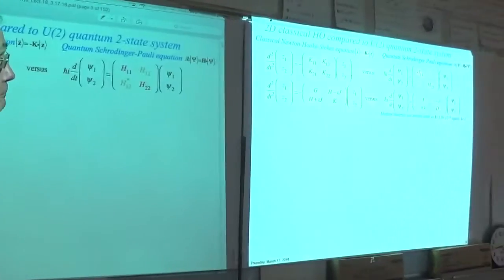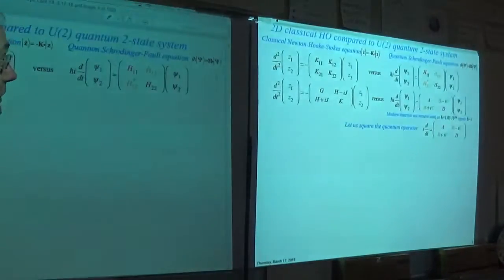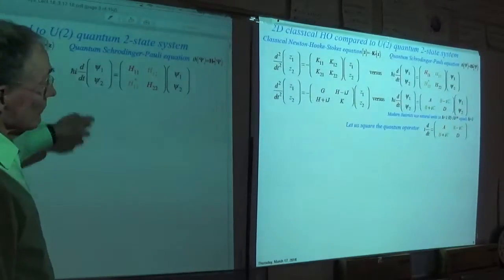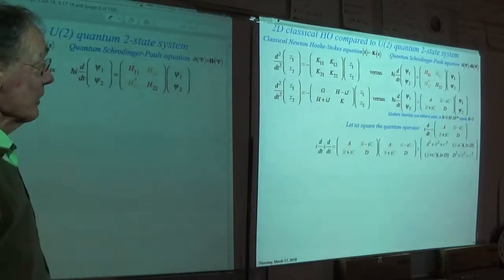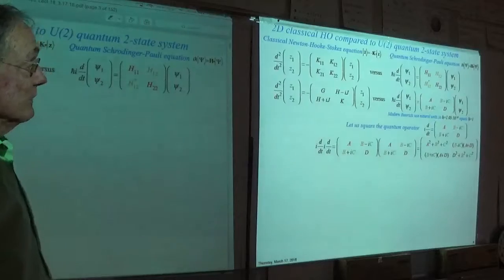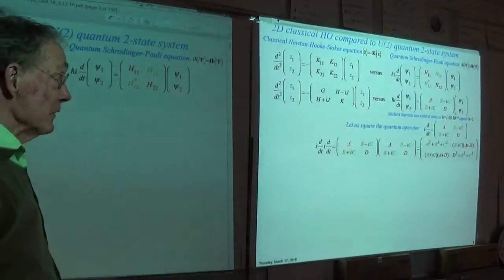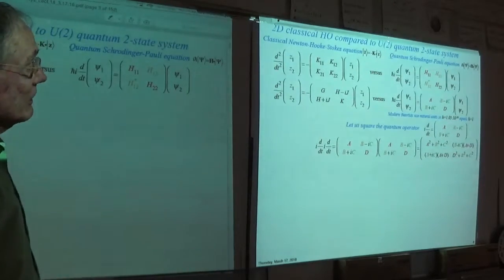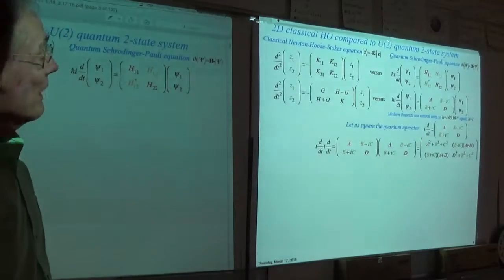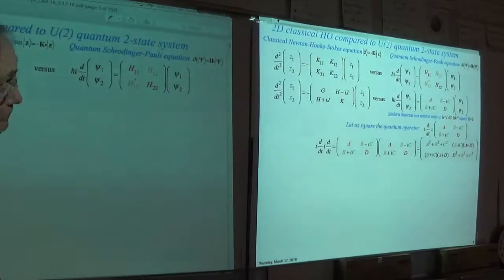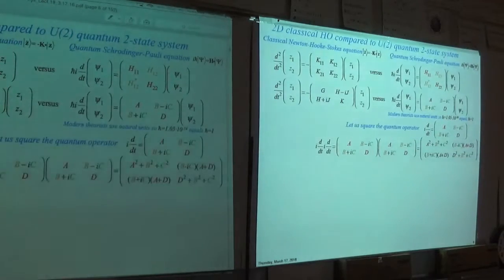And the idea being that as soon as I use units where I don't have to have that tiny h-bar in there, then they really start to look alike. And the idea is that you square I, you get a minus. If you square d/dt, you get a d/dt squared. That's exactly what you've got here. There's a minus sign on that one. So that's the real connection there.